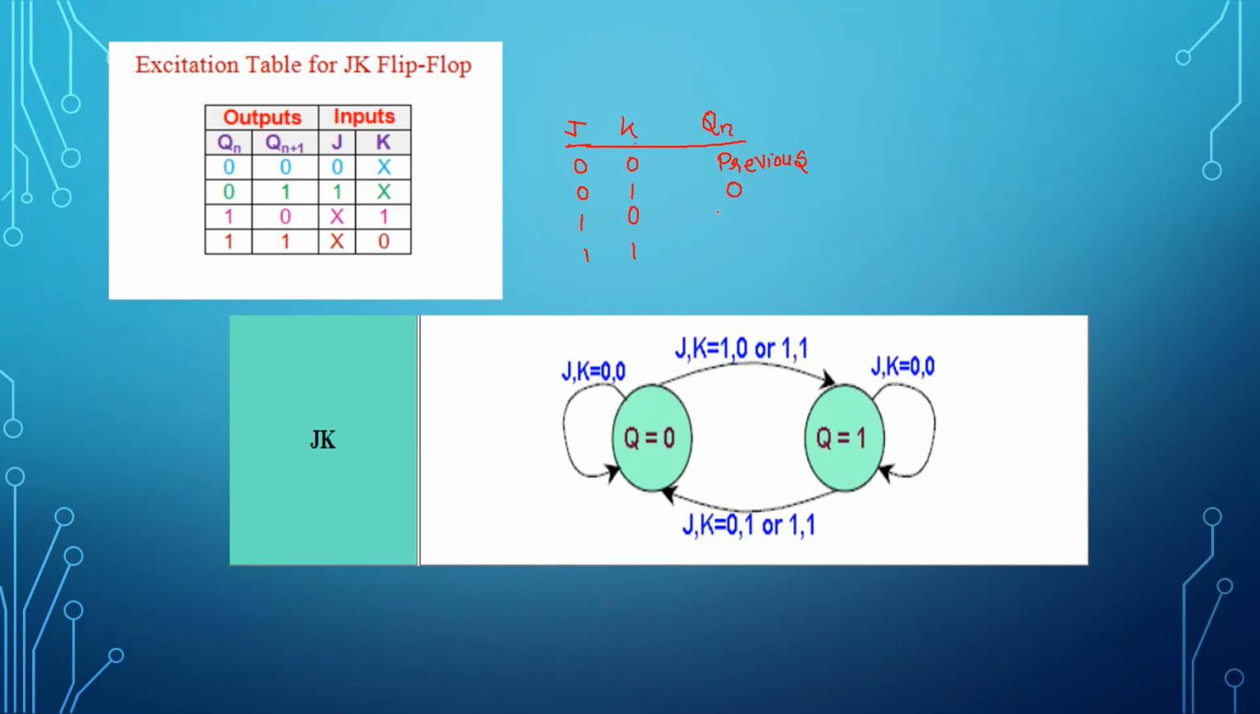When it is 1, 0, it will go to 1. It will go to set state. This is your reset state and this is your set state. And when it is 1 and 1, it will toggle. Toggle in the sense it will be continuously changing from 0 to 1 and 1 to 0. So this is the truth table of your JK flip-flop.